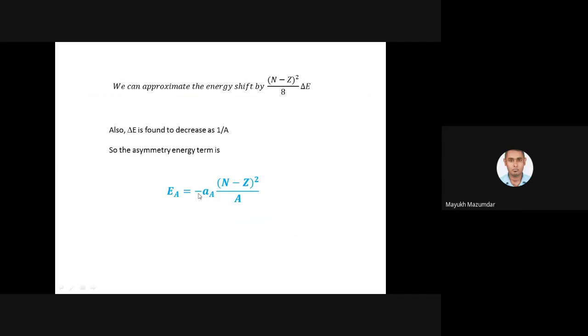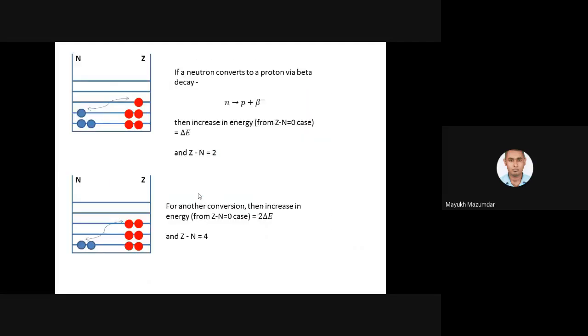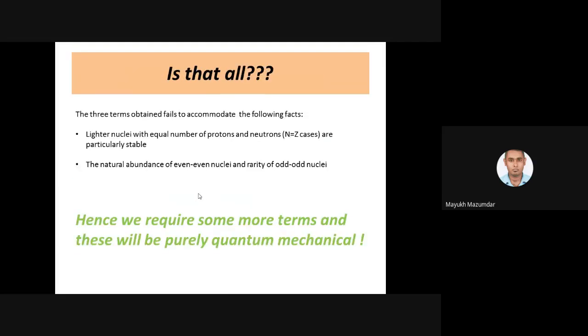Yes, sir. Now if N and Z are equal, then this term is 0. That means the term which was making the binding energy smaller is no more there. That means it's increased in place of decreasing. That's why for these cases the binding energy is particularly high. Now the second thing, the natural abundance and rarity.